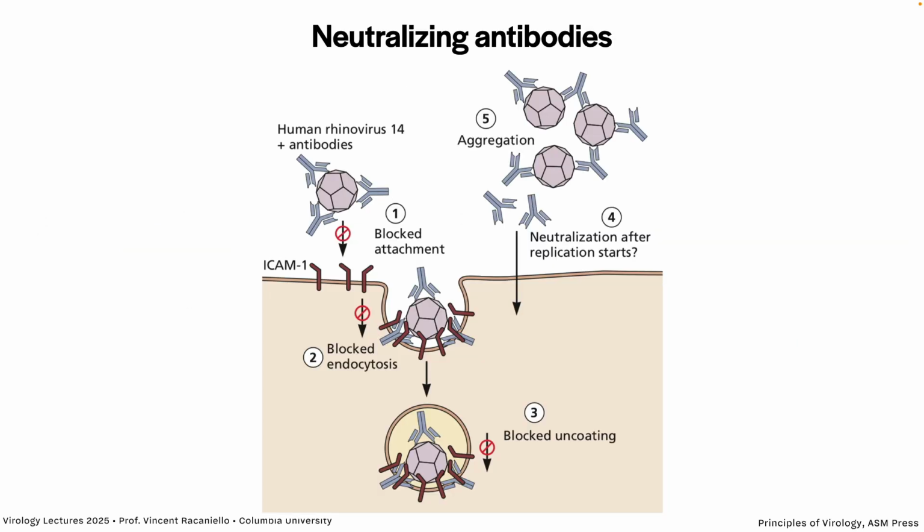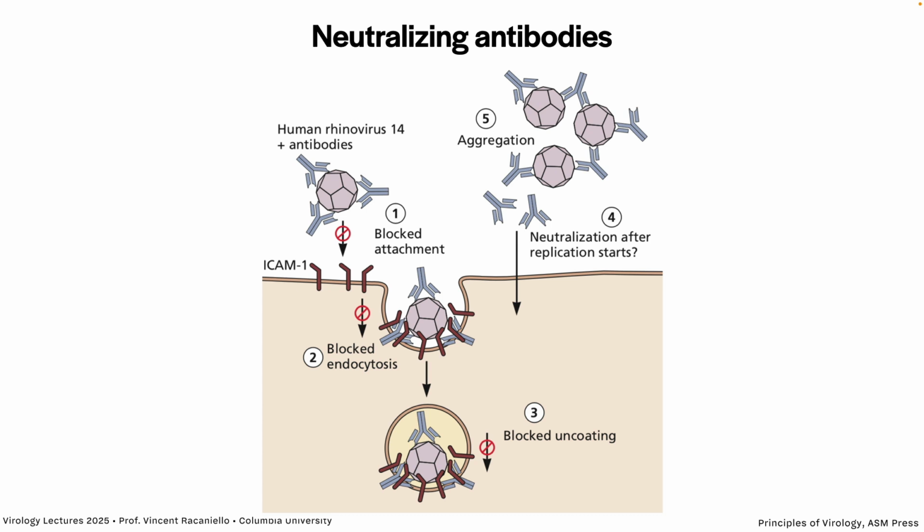So neutralizing antibodies can work in a number of ways. The most obvious, and perhaps the most common, it seems to be most common for SARS-CoV-2, is that they bind to the virus and block attachment to receptors. So this is using rhinovirus as an example, but it can apply to other viruses as well. So attachment blocking is very common, but you can have other means of neutralizing. You can block endocytosis. You can block uncoating. You can see the antibodies have been taken up with the virus particle in the endosome. You can also aggregate the viruses so they never get into the cell.